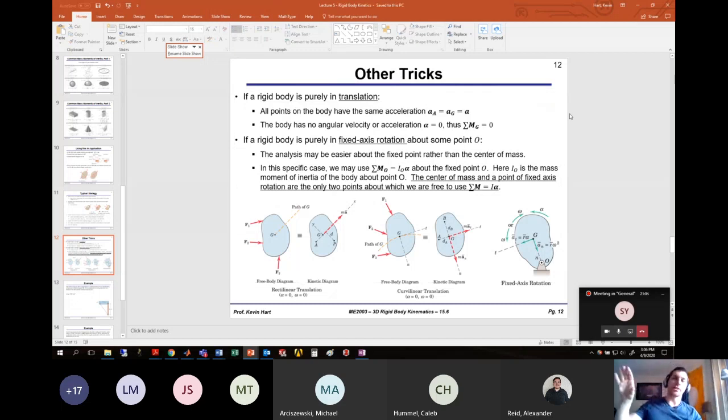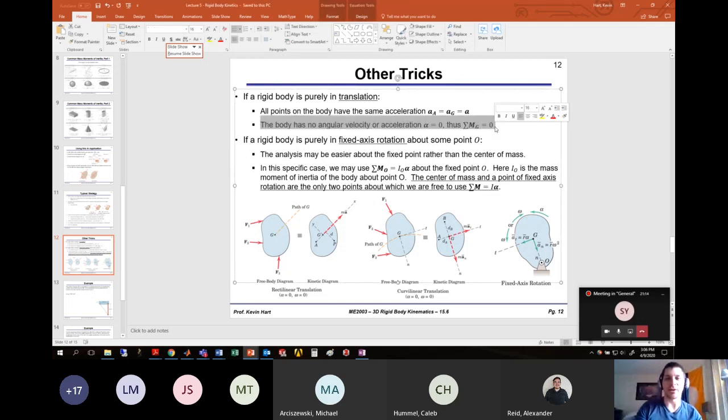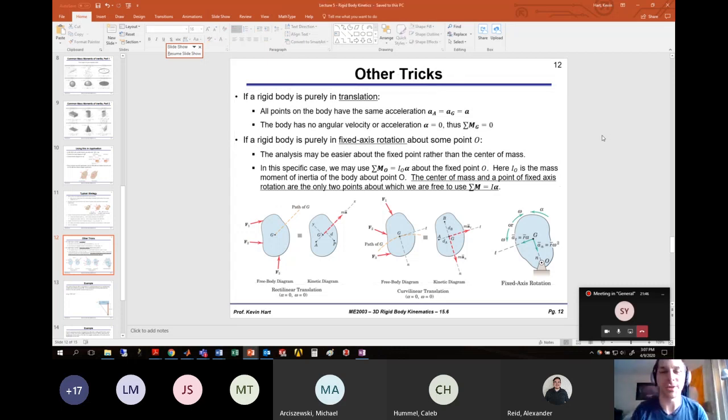All right. We also know that if an object is purely in translation, it is not rotating in any way. So there is no angular acceleration alpha, right? So alpha is equal to 0, and thus the sum of the moments equals Ig alpha simplifies to the sum of the moments equals 0, because the right-hand side simplifies down to 0. So for pure translation, you still have the linear acceleration terms, force equals mass times acceleration, but the sum of the moments equals 0, which is something that you've done probably 100 times in your statics class. All right, so those are some tricks for translation.